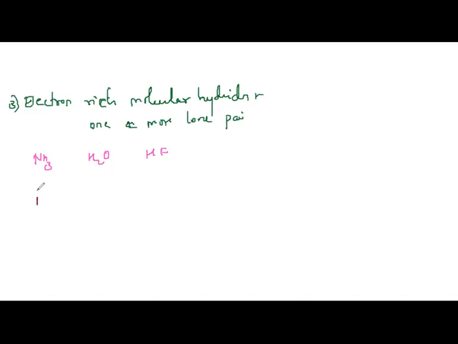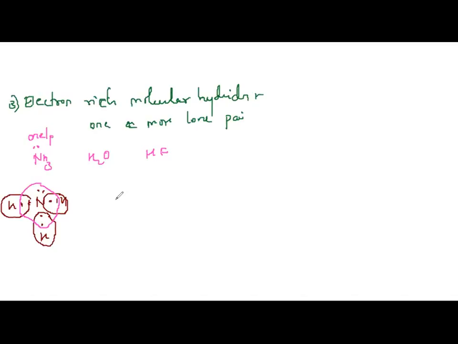For example, nitrogen has 5 valence electrons, but out of 5, 3 are involved in bonding with hydrogen, such that all the hydrogens have completed their duplet, whereas nitrogen also has completed its octet. But why are they called electron rich? Because nitrogen in ammonia has one lone pair.